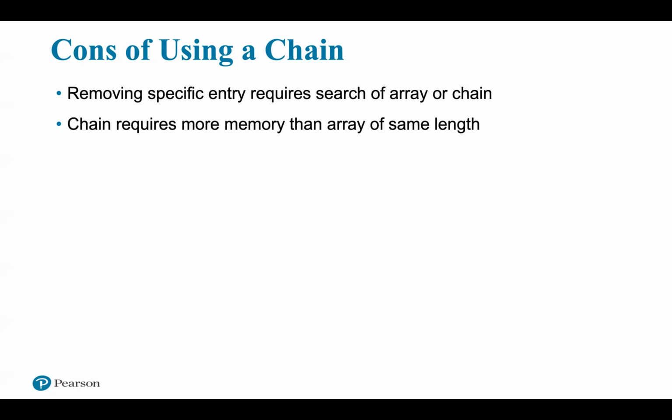Lastly, a chain requires more memory than an array of the same length. Although both data structures contain references to data objects, each node in the chain also contains a reference to another node. However, an array is often larger than necessary, so memory is wasted. A chain uses memory only as needed.